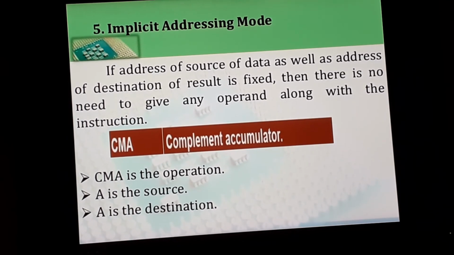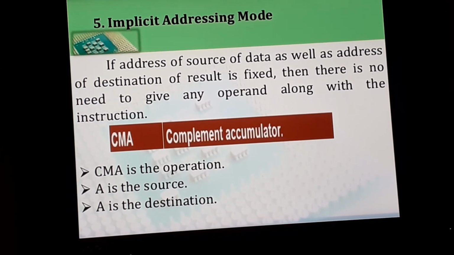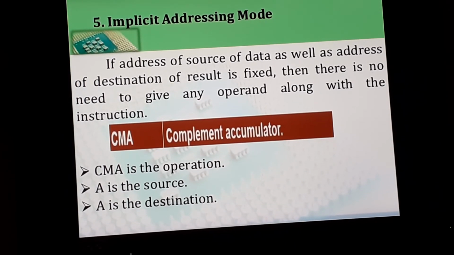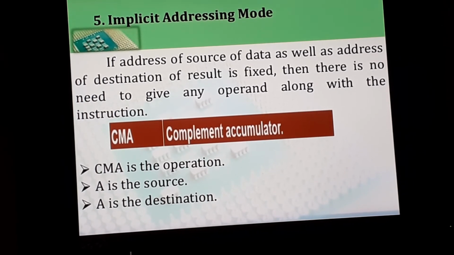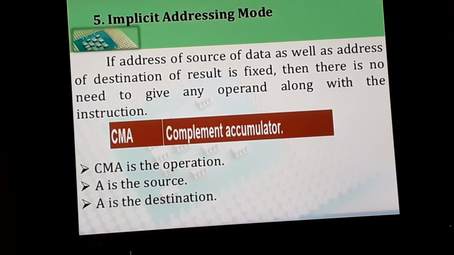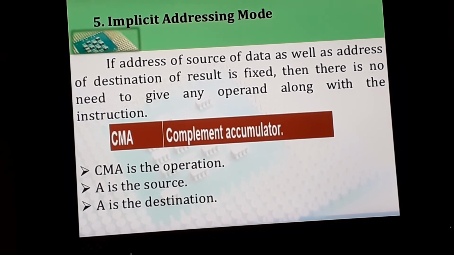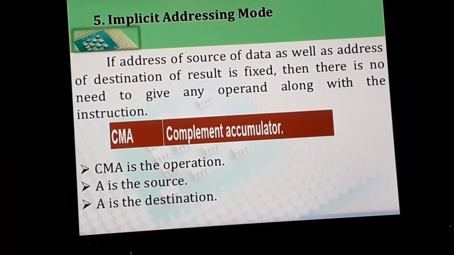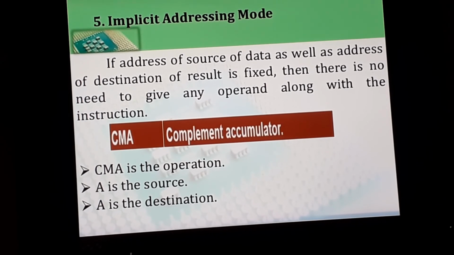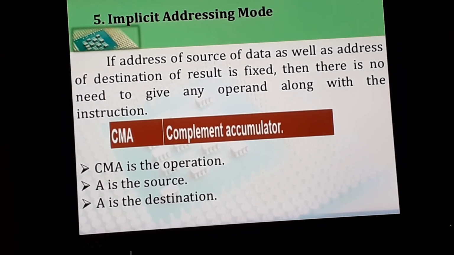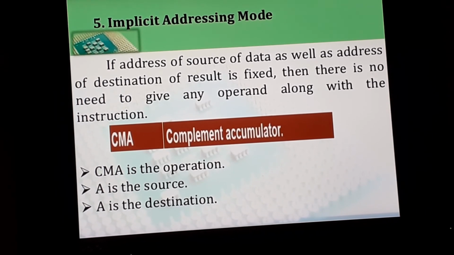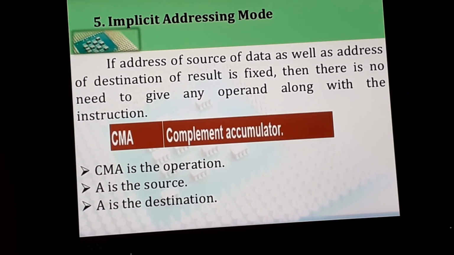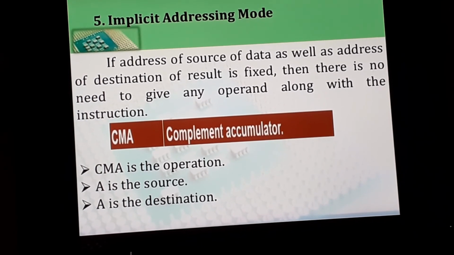Now CMA is an example of implicit addressing mode. CMA stands for complement accumulator. You need to study the instruction along with the full form. So CMA stands for complement accumulator. CMA is nothing but the instruction. A is the source and A is the destination also. So the source and destination are the same since there is no operand. What it does is it will complement the content of the accumulator. Which complement, ones or twos? It will do the ones complement. CMA means ones complement.